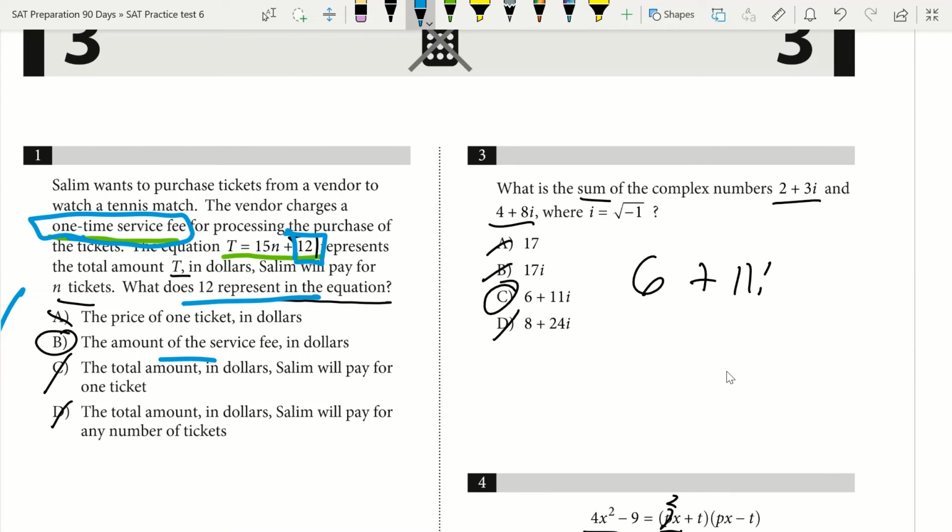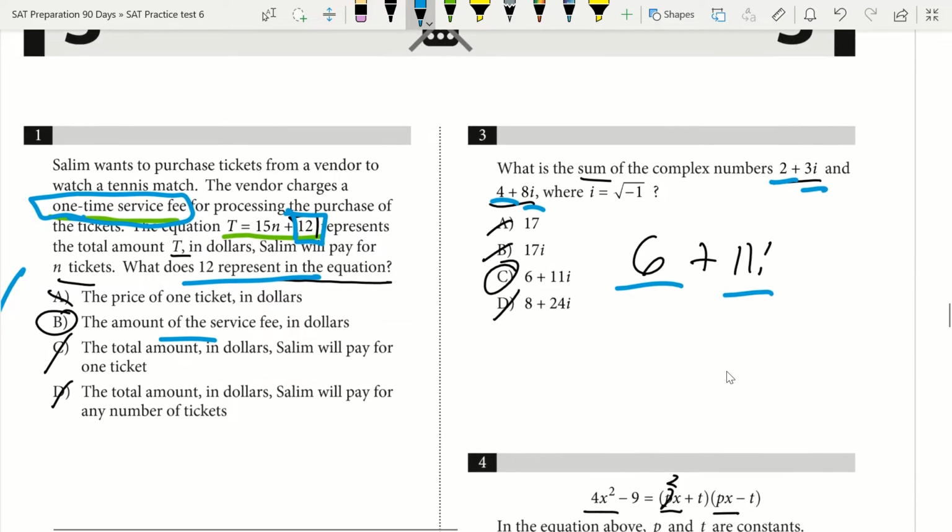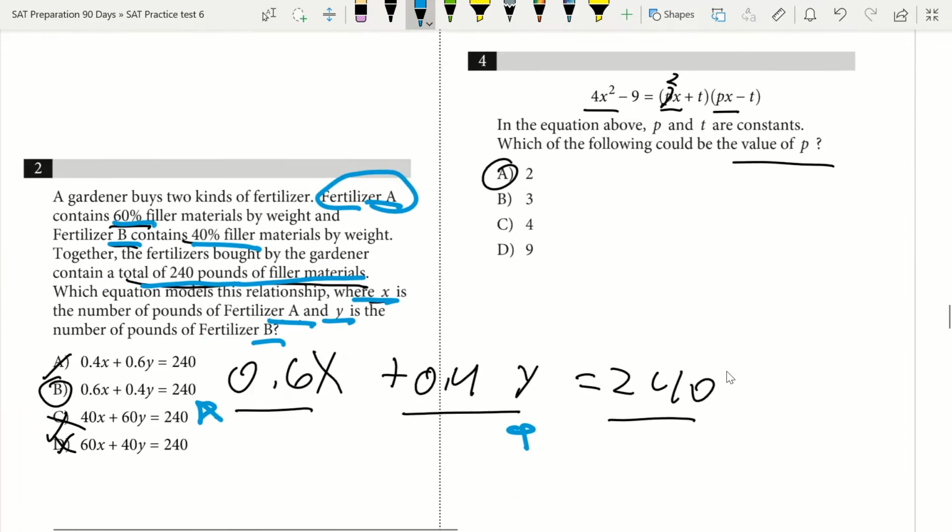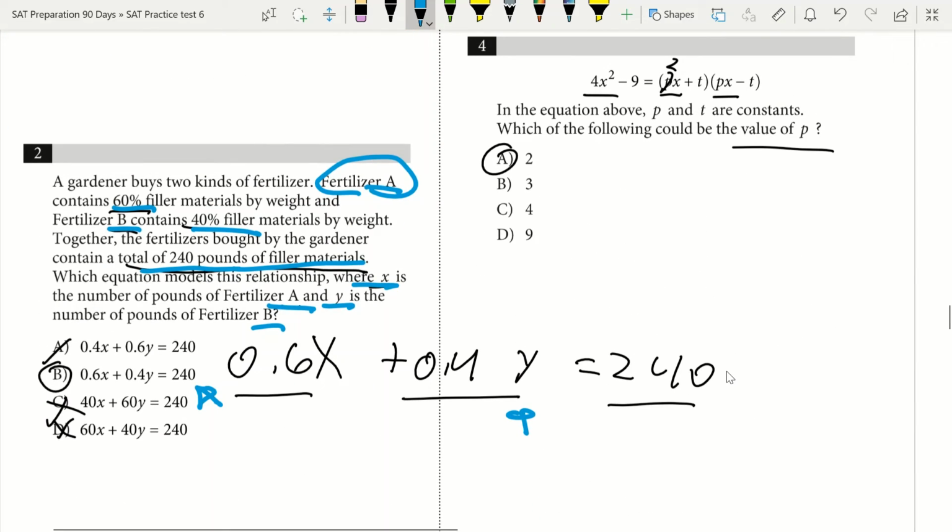What's the sum of the complex numbers 2 plus 3i and 4 plus 8i? Okay, 2 plus 4, that's going to be 6. That's correct. 3i plus 8i, that's going to be 11i. So that's going to be correct there. C is correct. Okay, so now I've checked that one. I've also checked 2. I'll put a check mark next to that so you see that I've checked that.